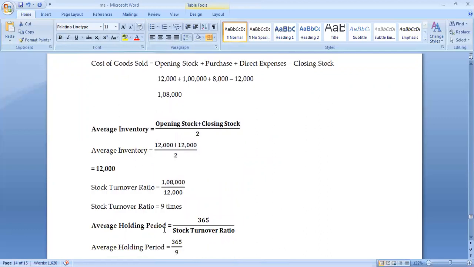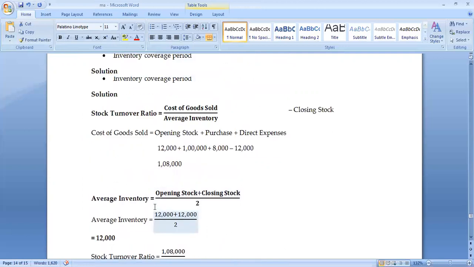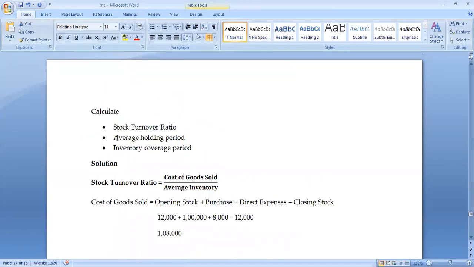Clear? Now they have asked you to find the average holding period. What actually is this average holding period? It is the number of days or years the stock will be retained in the business. That is to be found only through the information of the stock turnover ratio.